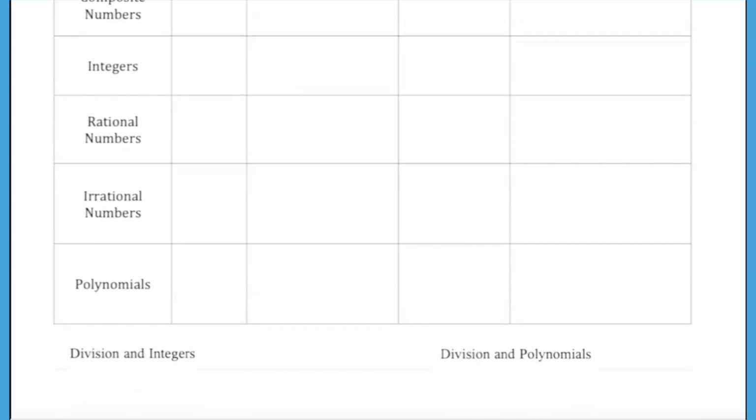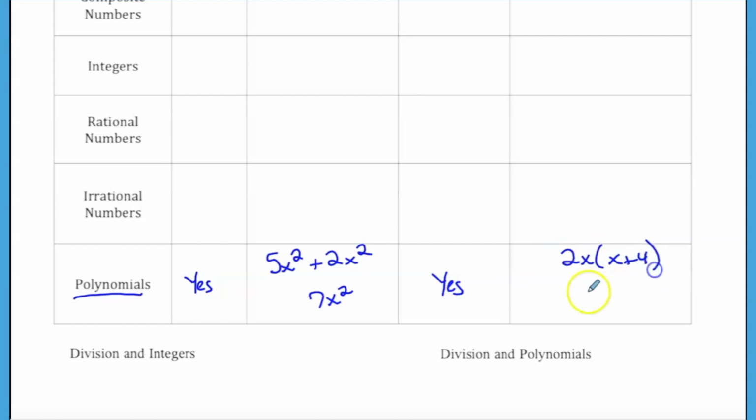And really the main one we are looking at is polynomials, which are closed to addition. So I could take 5x squared plus 2x squared to give me 7x squared, and it is also closed to multiplication. I could take 2x times (x plus 4) to give me 2x squared plus 8x.